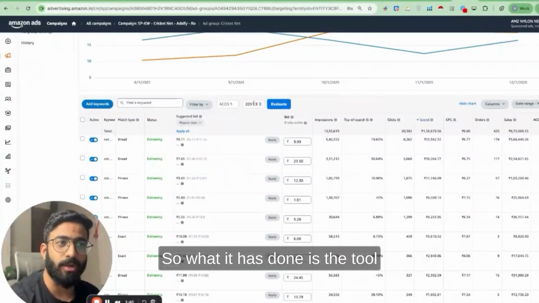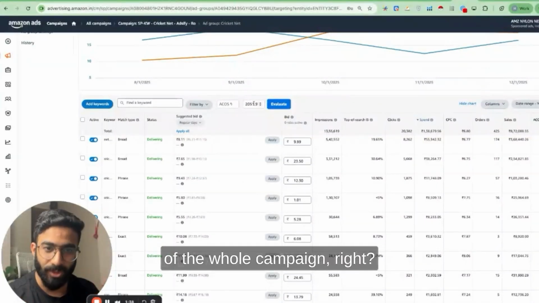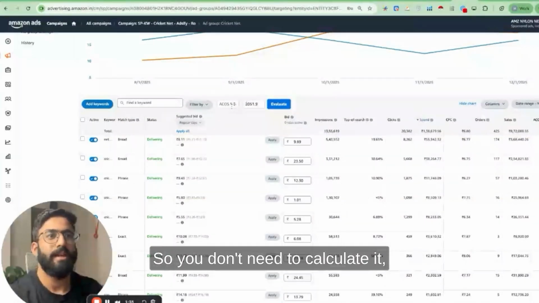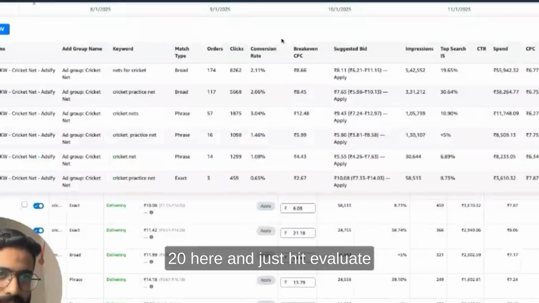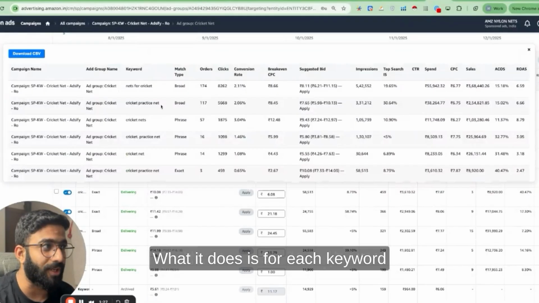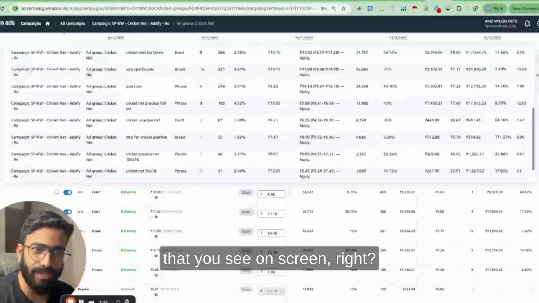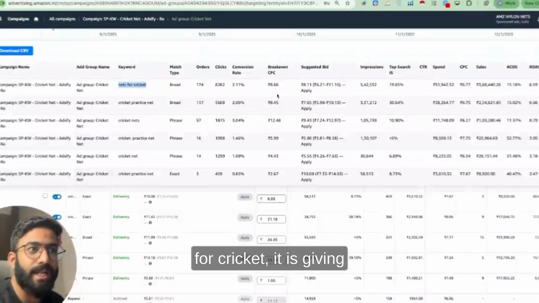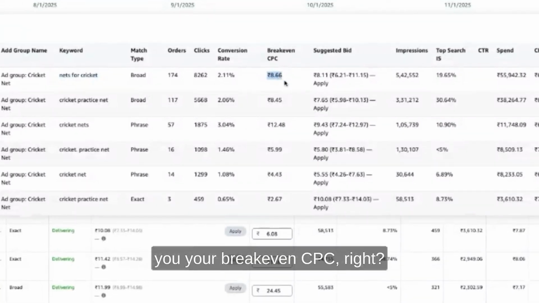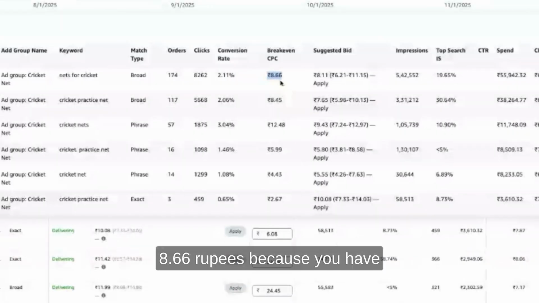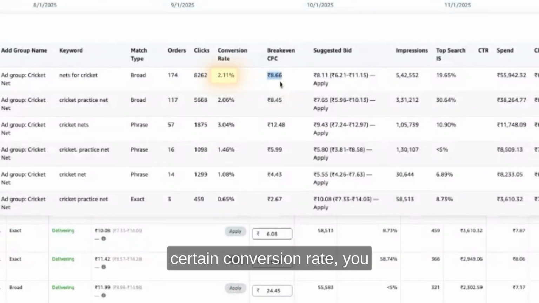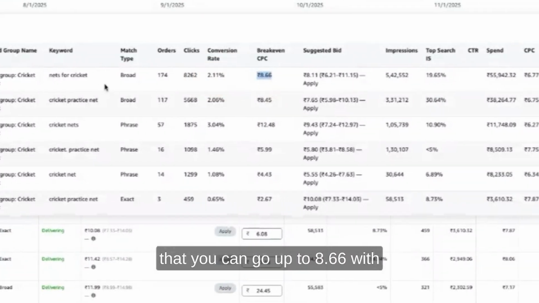So what it has done is the tool automatically calculates the ASP of the whole campaign, right? So you don't need to calculate it. You just need to put 20 here and just hit evaluate. As soon as you hit evaluate, for each keyword that you see on screen, for example, nets for cricket, it is giving you your break-even CPC, right? So currently, you can go up to 8.66 rupees because you have a certain conversion rate, you have a certain ASP, you have a certain desired ACoS. Basis that you can go up to 8.66 with this keyword.